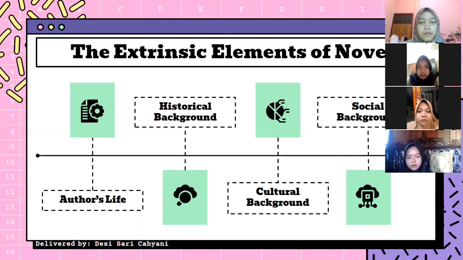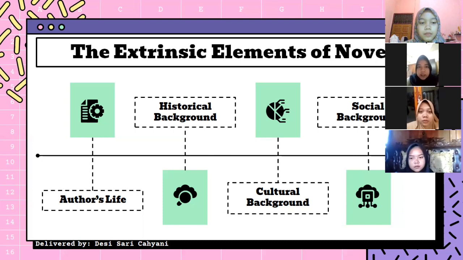Describing the historical background might also be used to send a message to make readers realize the mistake and take action to fix a bad record. The third is cultural background. The cultural background inside the story may also connect to the author's life. For example, the author's cultures may be mixed into the story.